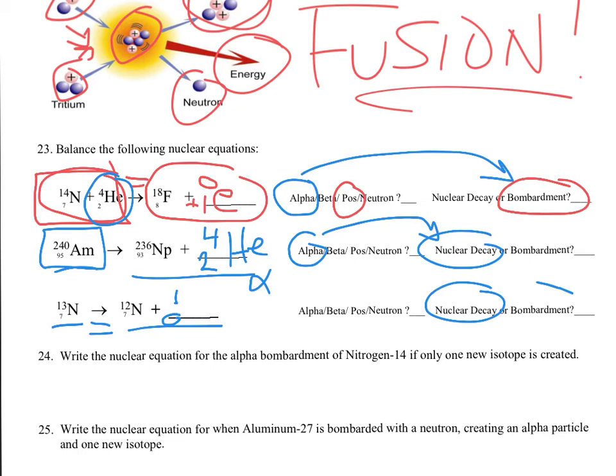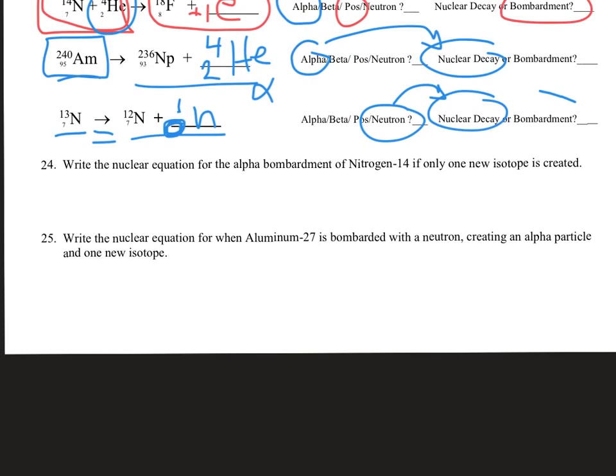Ooh, what has a mass but it doesn't have an atomic number at the bottom? That's a neutron, right? So a neutron is being given off. So what would we call this? We could call this neutron decay. It's breaking down and giving off a neutron. Pretty cool. If I scroll up to 24 here, ooh, good.